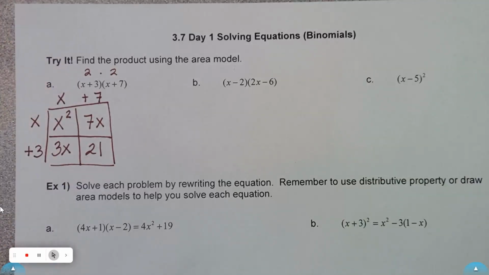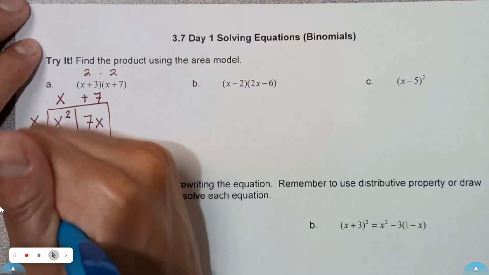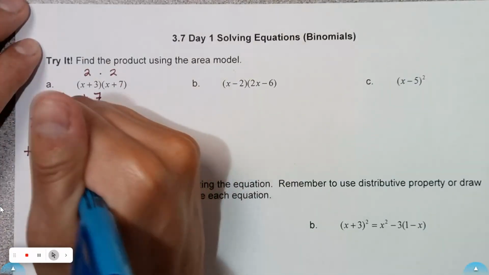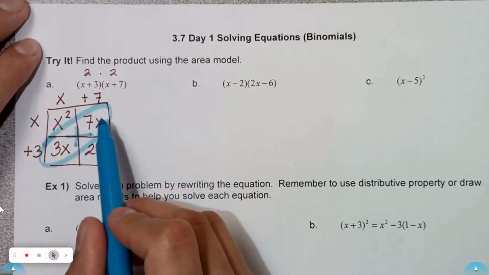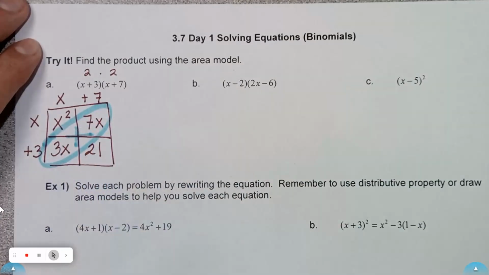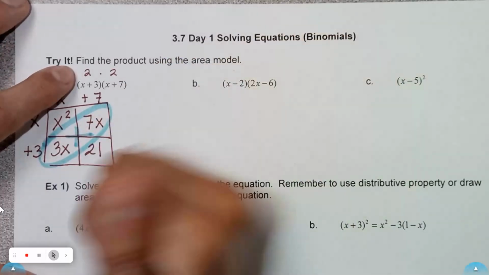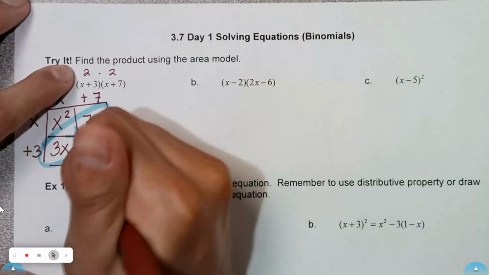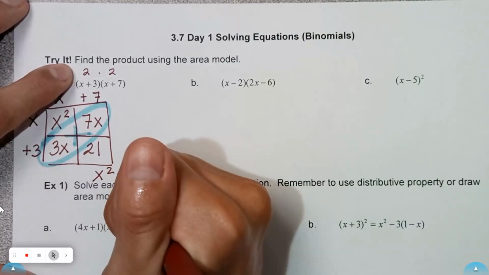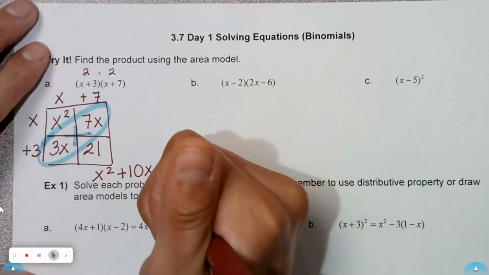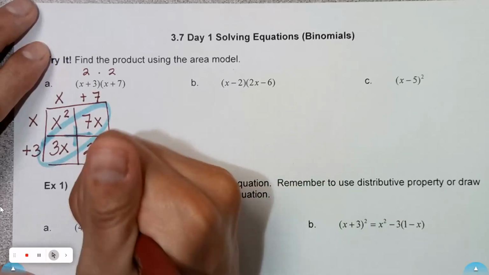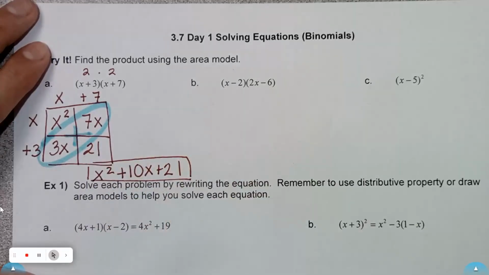At this point, you want to identify your like terms. And then once you do, you're going to add them. So these are my like terms, and I'm going to add them. There's a big plus sign in the middle, so I'm adding those two things together. So in the end, my answer is x squared. I'll write it down here. 7x plus 3x is positive 10x. And then plus 21. So this is my answer at the bottom.